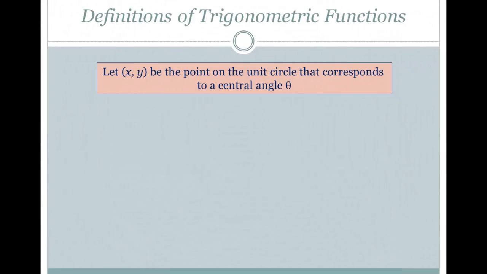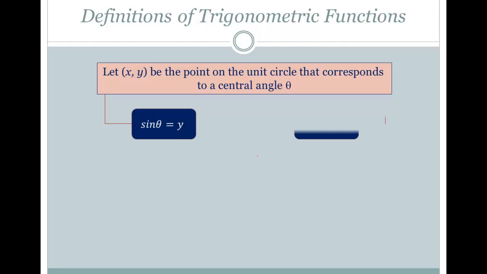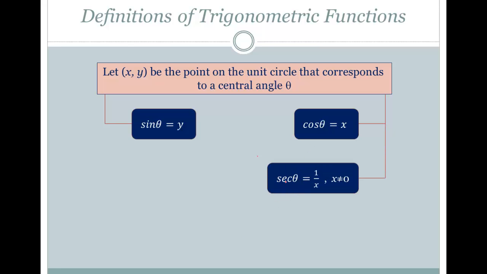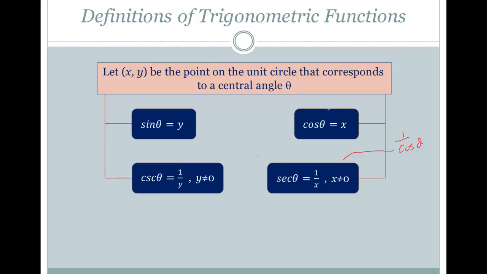So if I wanted to find my trig functions, sine of theta, the sine of that central angle, is going to be equal to the y value of that point. Okay? The cosine is defined as the x value on the unit circle for that given angle theta. Secant theta is defined as 1 over x, or 1 over cosine of theta. And this one is 1 over sine of theta.